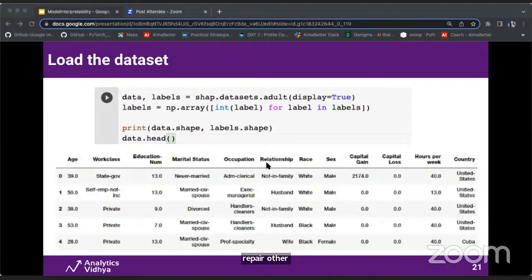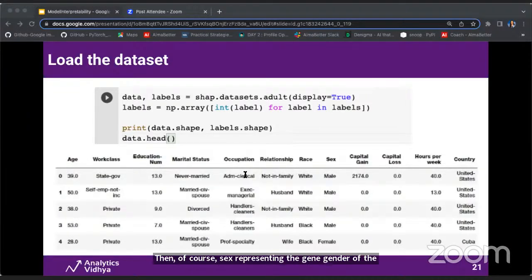Then of course, relationship. So this is again a categorical feature representing the relationship status of the person. Does he have a wife, own child, husband, not in family, or relative, unmarried, whatever. Then we have race. This is again a categorical feature representing the race of the person: white, Asian, Black, Eskimo. Then of course, sex, representing the gender of the person.